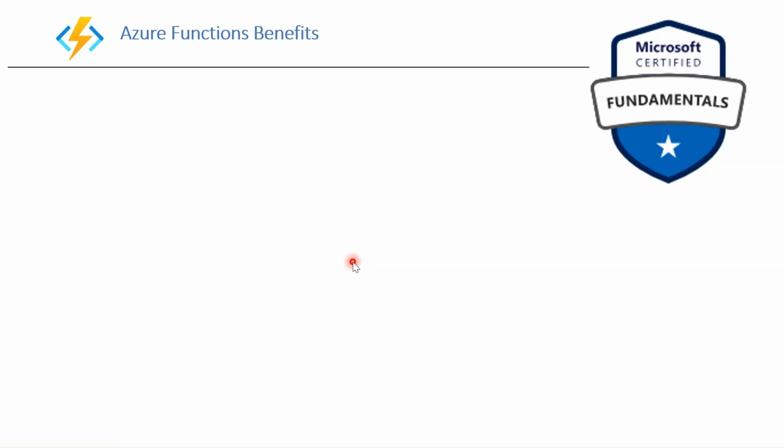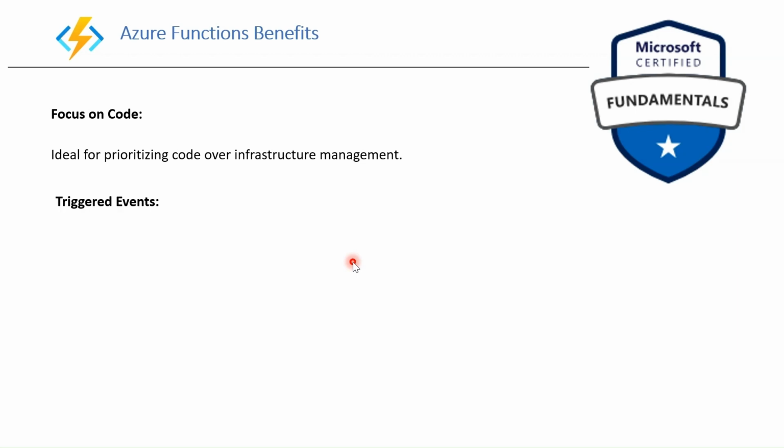So what are the benefits of Azure functions? Focus on code, as it's there for Azure app service as well. Ideal for prioritizing code over infrastructure management. You want to focus on optimizing your code rather than wasting your time and energy on managing infrastructure. Triggered events: respond to events, timers, or messages from Azure service. So another benefit is you want to respond to any sort of events that happen, or any message that you receive from another Azure service. That's when you want to use Azure functions.